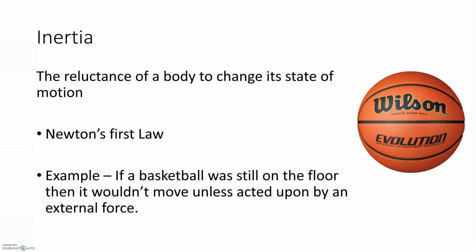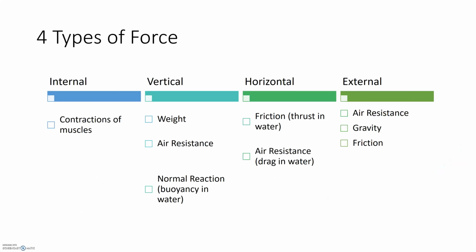Inertia. Inertia is the reluctance of a body to change its state of motion. And this is Newton's first law. For example, if a basketball was still on the ground, it wouldn't move unless it is acted on by an external force, like someone going along and pushing it or picking it up.